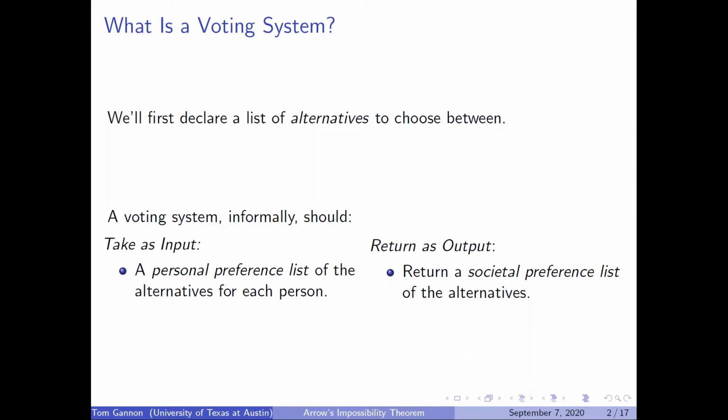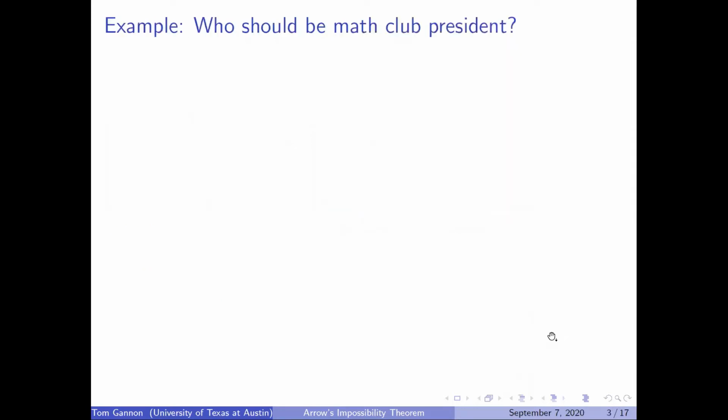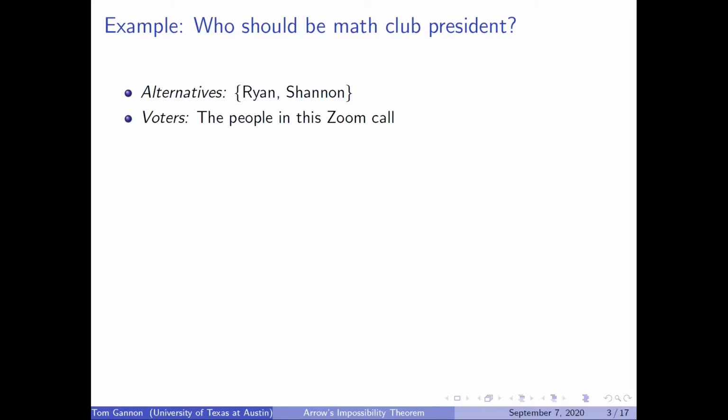Cool, so let's go through some examples. Example: who should be math club president? I just picked my two DRP students. I did not know that they were the president and vice president of the math club. So I picked Ryan and Shannon, so there's a set of alternatives, right? And we're just going to assume for argument's sake that the people who can vote are the people who came to this Zoom call. So, you know, Ryan, there's a recall election, and we all have to decide how we're going to vote. Even with two alternatives, there are many ways we could vote, right?